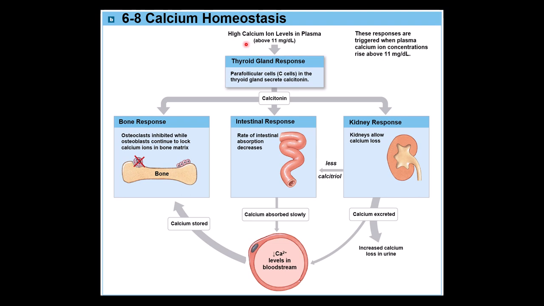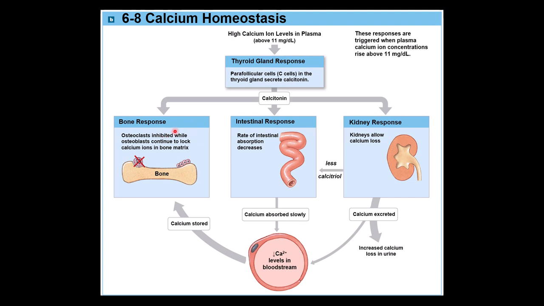If the level of calcium is high, what will happen? The parafollicular cells from the thyroid gland, see this, thyroid, not parathyroid, release calcitonin. So calci actually means calcium, so it's an easy way to remember it. This is in response to increased calcium level.